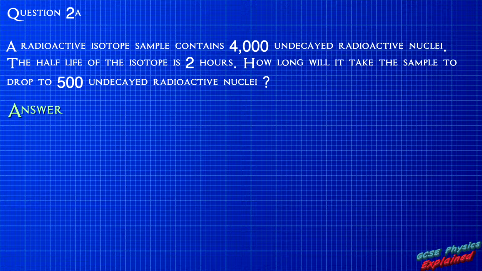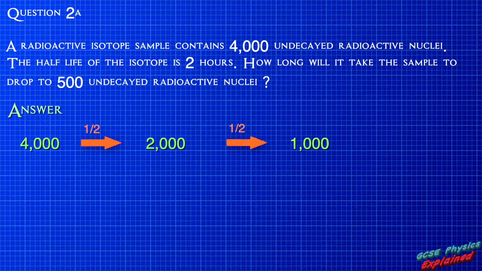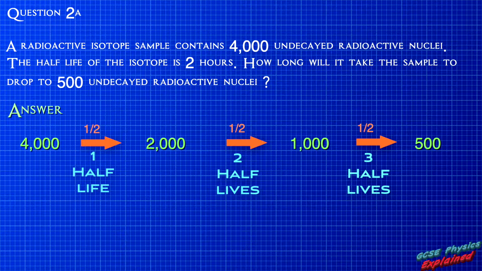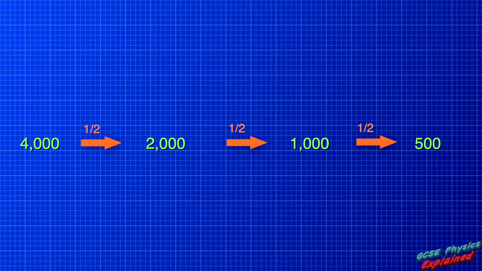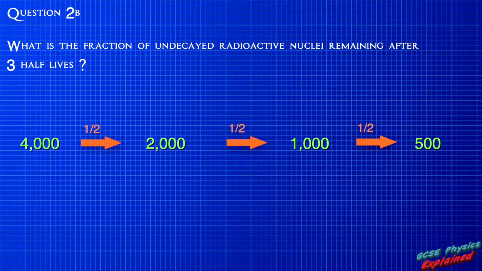And here's the answer. Start with 4,000 undecayed radioactive nuclei and keep halving until you get to 500. You have to halve it 3 times, so that means 3 half-lives have passed. Each half-life is 2 hours, so that means a total of 6 hours have passed. Question 2, Part B. What is the fraction of undecayed radioactive nuclei remaining after 3 half-lives? Pause the video and give it a try.